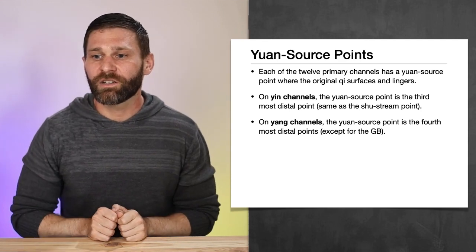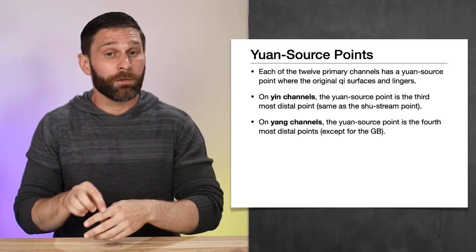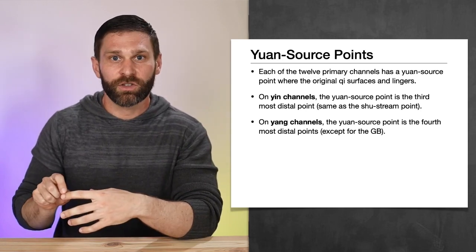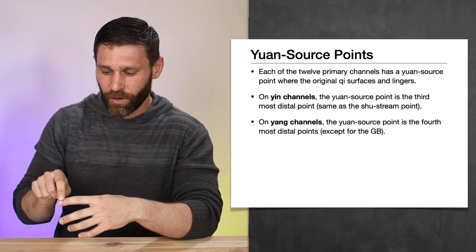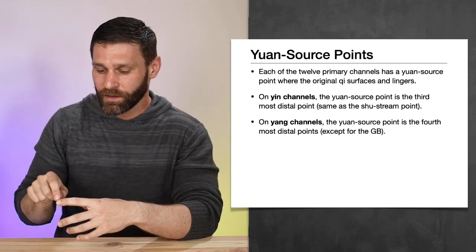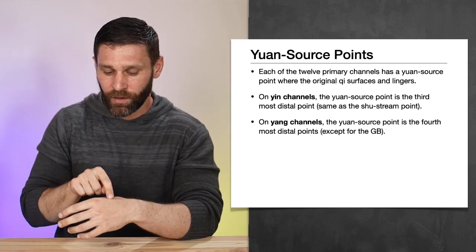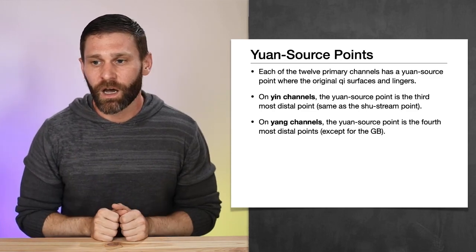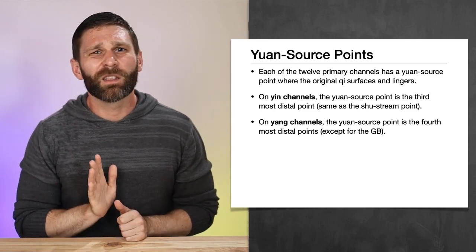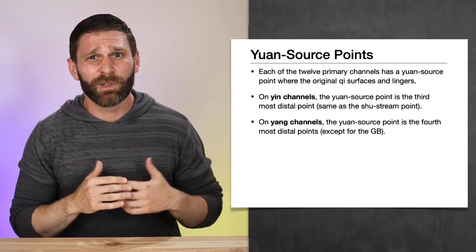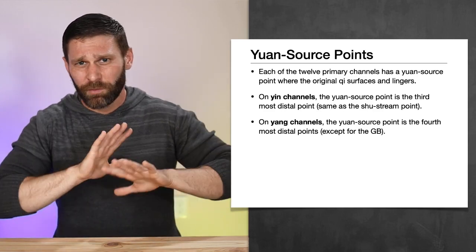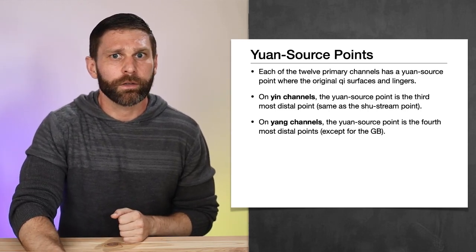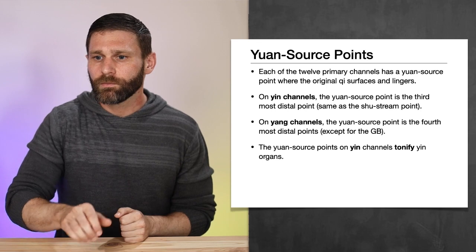On the yang channel, it's the fourth point. So the fourth most distal point. So in the large intestine channel, we go from large intestine 1 to LI20. It's going to be LI1, 2, 3, 4. LI4 is the Yuan-Source Point because it's on a yang channel. And again, the gallbladder channel kind of screws things up. Gallbladder 22 kind of came in and threw off the pattern, but don't worry about that too much for now. We can worry about that when we actually get to the gallbladder channel.